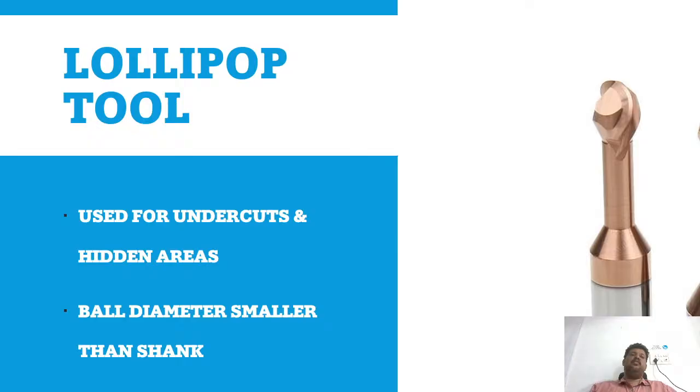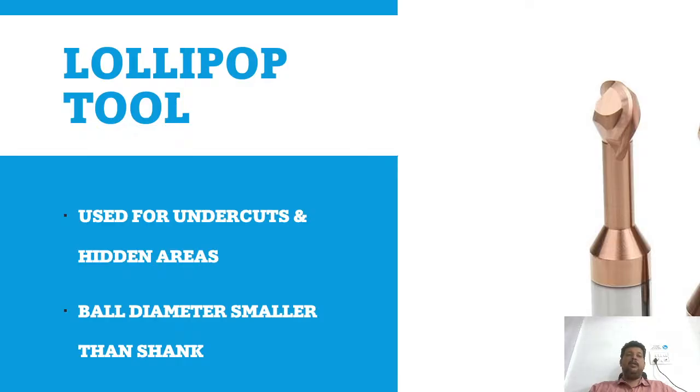Let's start with a very interesting tool called the lollipop tool. Nice to hear the name, right? Just observe the shape carefully. You will notice something different. One, it looks like a lollipop. Second thing, the ball portion on top, it is smaller than the shank.